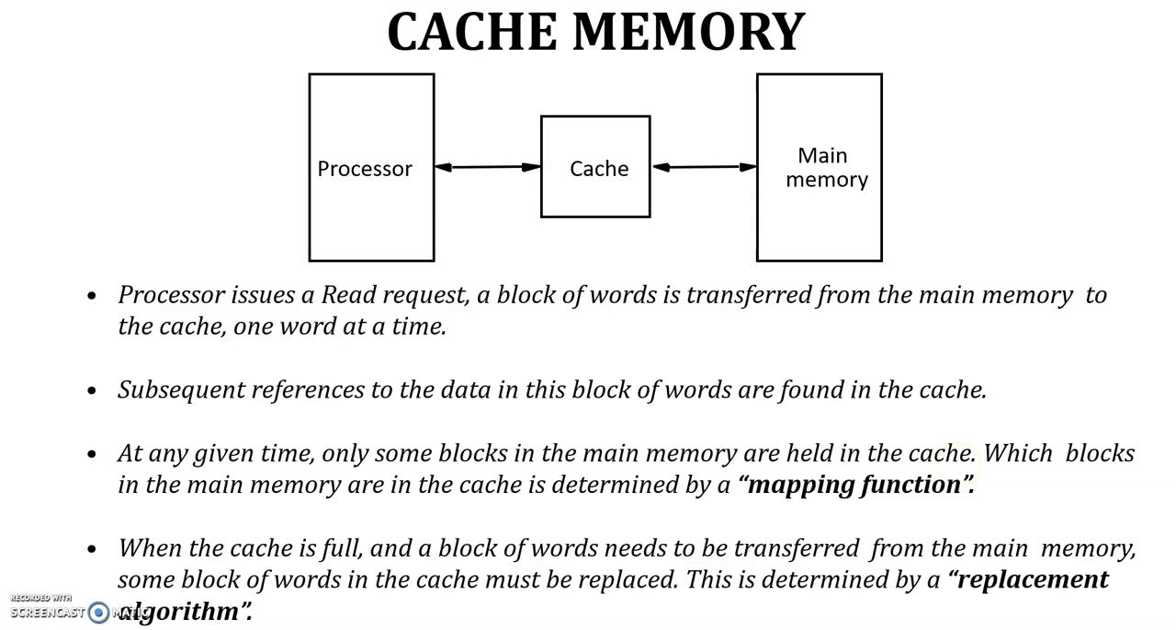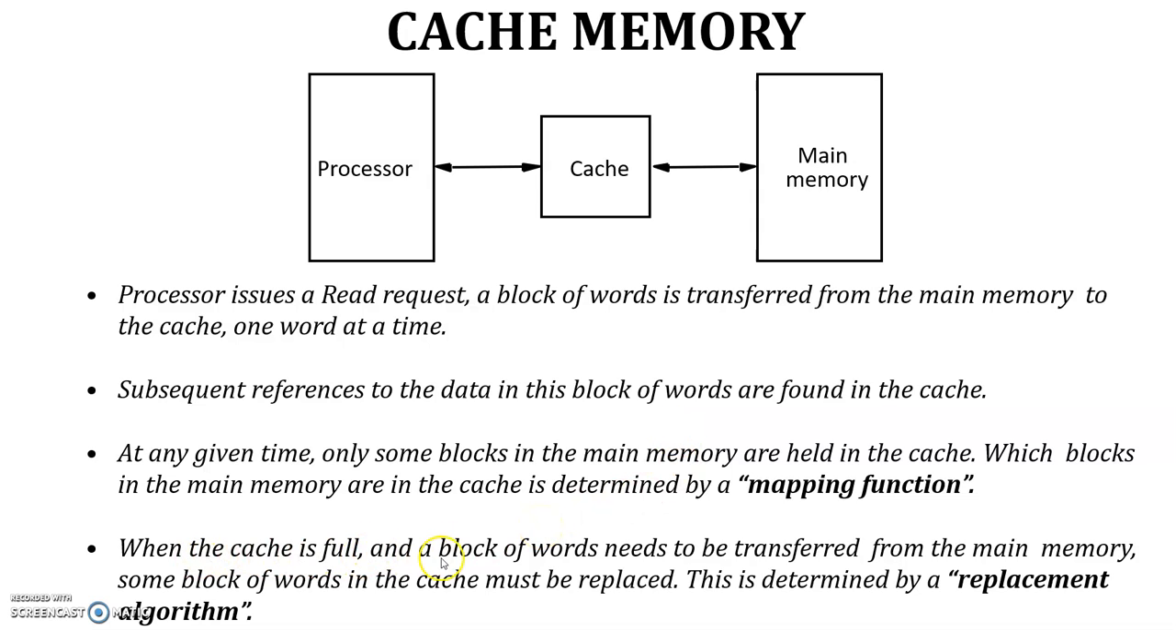Here we said that the size of the main memory is larger, but the cache memory is smaller. So we cannot place all the data in the main memory into the cache memory. So only a few data or some blocks of the main memory will be placed in the cache memory. Which blocks in the main memory are in the cache is determined by the mapping function. There is no space for all the blocks to be placed. Only a few blocks will be placed in the cache memory, and which block is placed in the cache is determined by the mapping function.